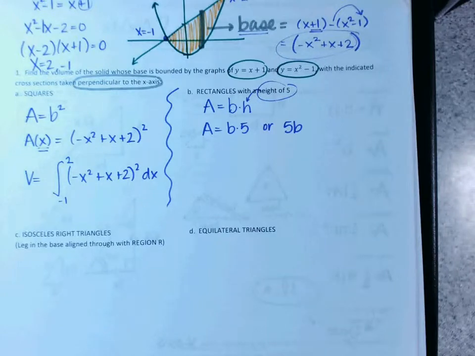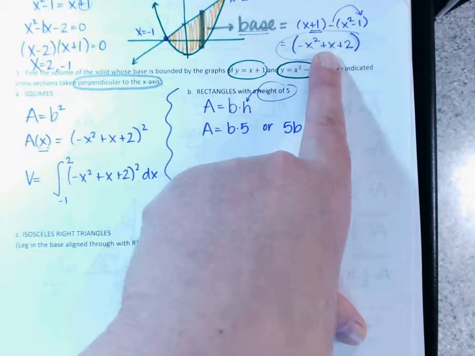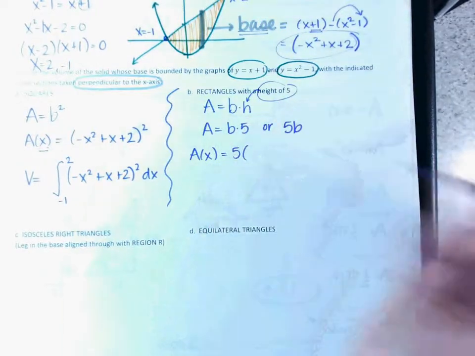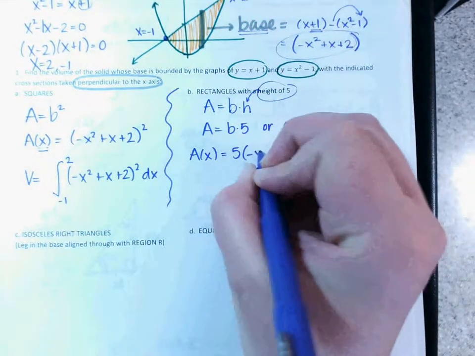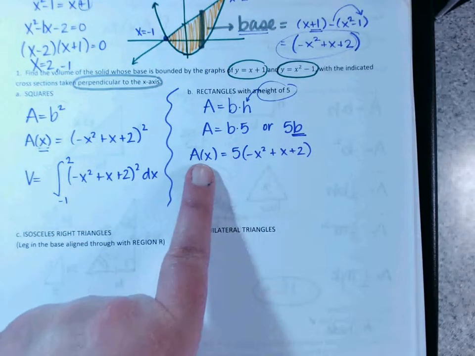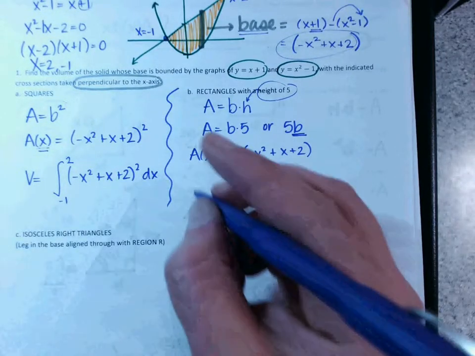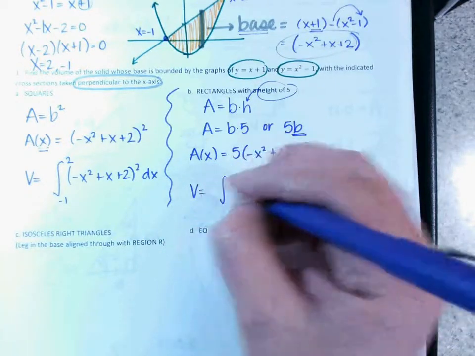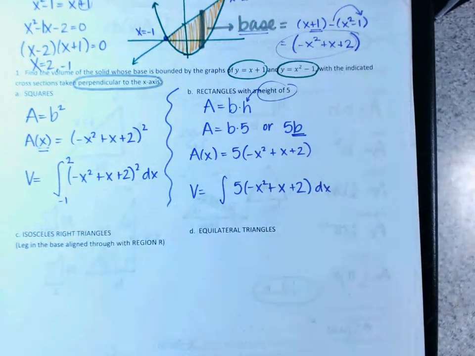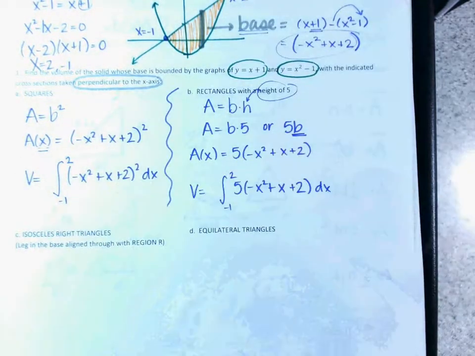Okay, so how will I turn that into an A of x? I'll take my substitute here, and I'll replace it where the b is. So now A of x is going to be 5 times my base, which is negative x squared plus x plus 2. And then if this is area, how do I turn it into volume? I integrate it. So volume will be the integral of 5 times negative x squared plus x plus 2 dx. And then what are my endpoints? Negative 1 to 2. Very good.